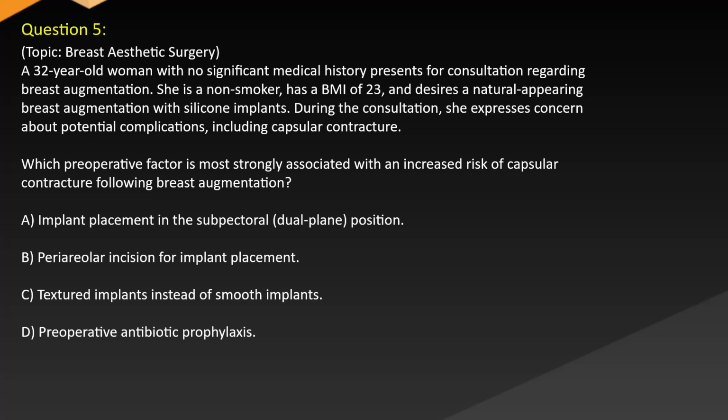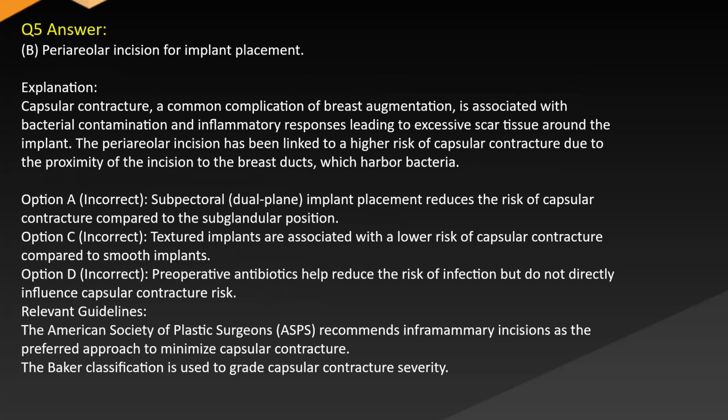A. Implant placement in the subpectoral dual plane position. B. Periareolar incision for implant placement. C. Textured implants instead of smooth implants. D. Preoperative antibiotic prophylaxis. Answer: B. Periareolar incision for implant placement.